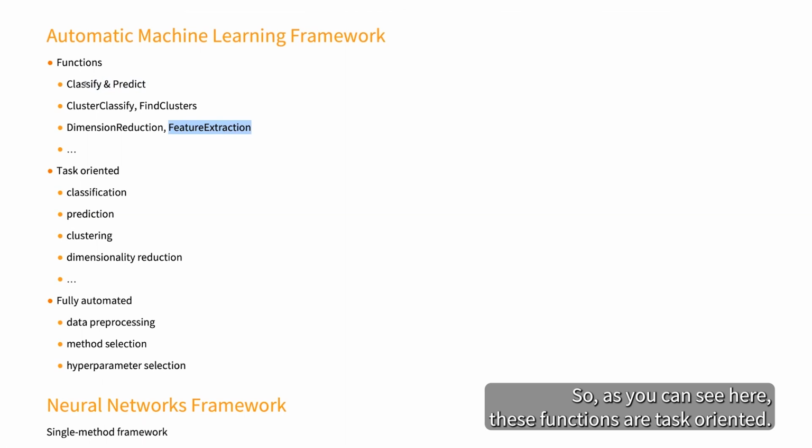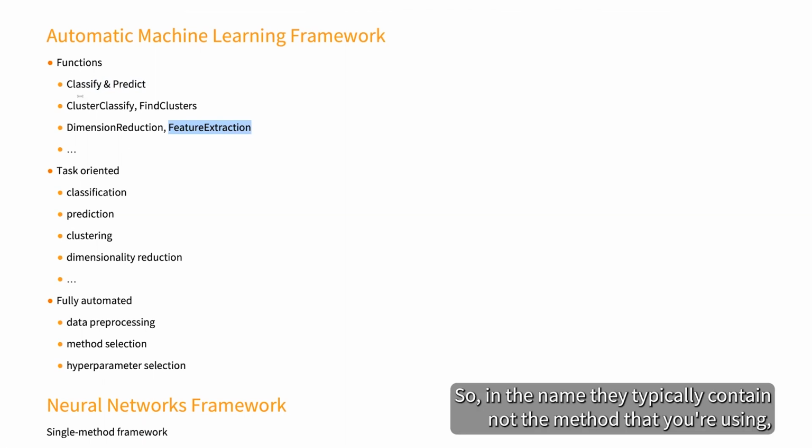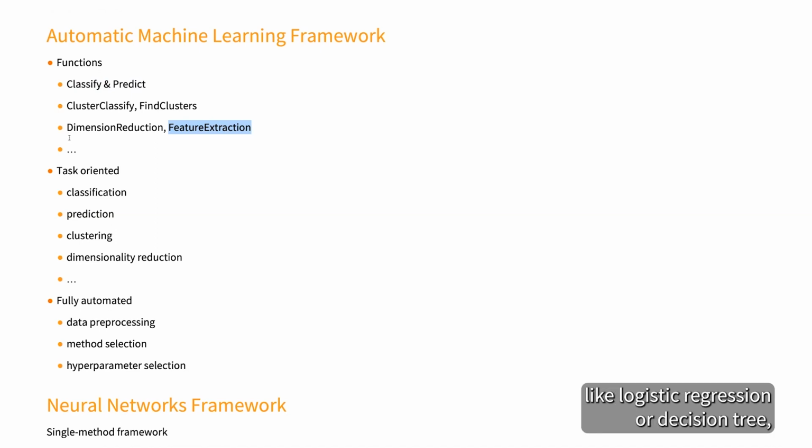As you can see here, these functions are all task-oriented. In the name, they typically contain not the method that they are using, like a logistic regression or a decision tree, but they contain the task that you can use them for.